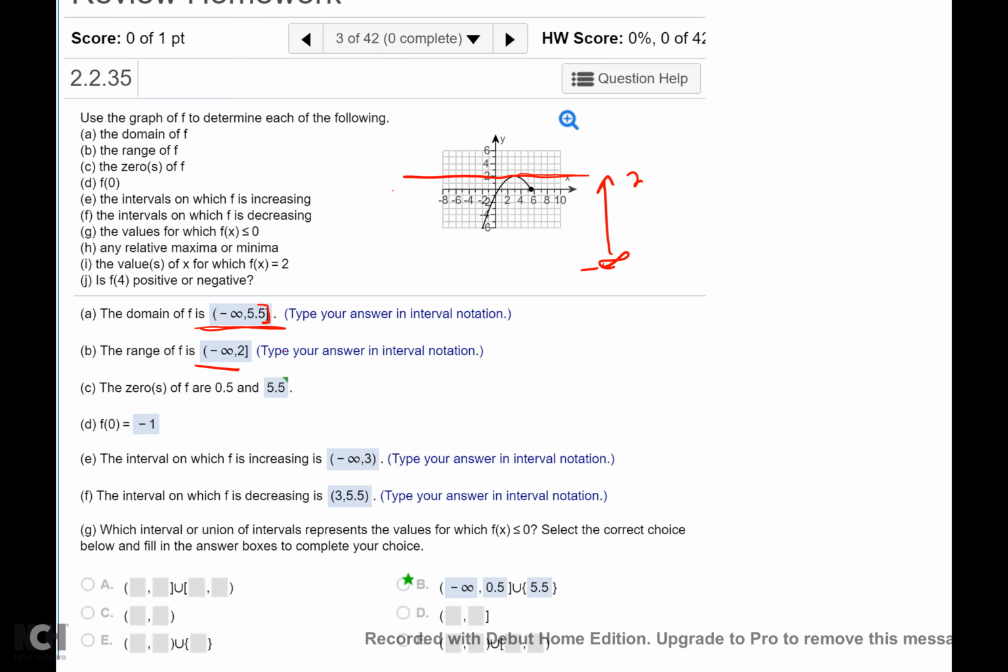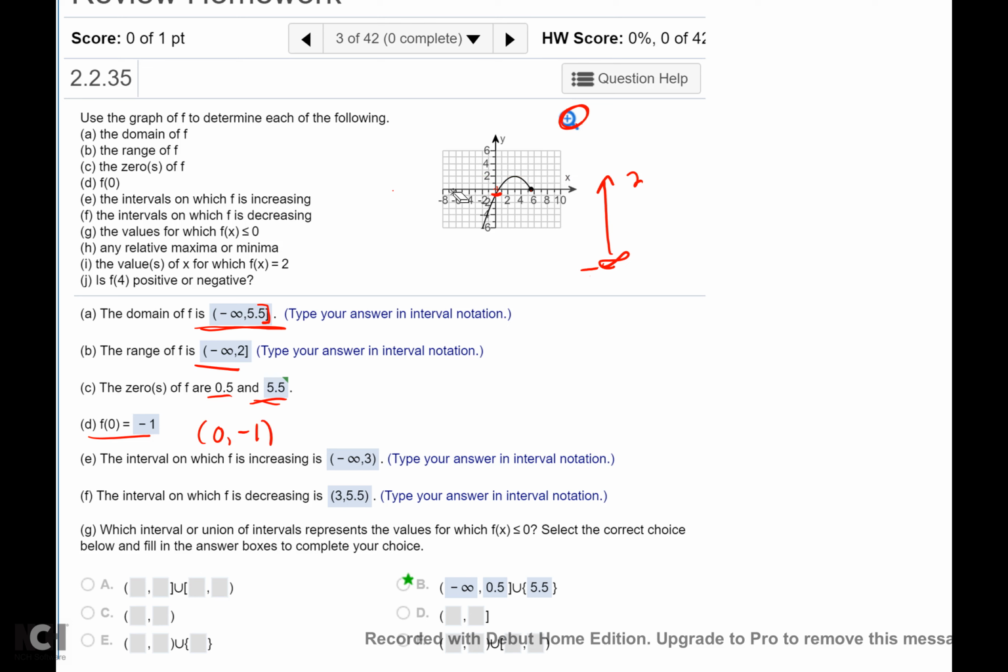The zeros of f are 0.5 and 5.5. If you look where it crosses, it's crossing between 0 and 1. That's halfway. And if you enlarge this, it's easier to see. And it's also crossing at 5.5. So those are the two zeros. If I find f of 0, that means go to 0 and read the graph, which would be down here at negative 1. That ordered pair would be 0, negative 1.